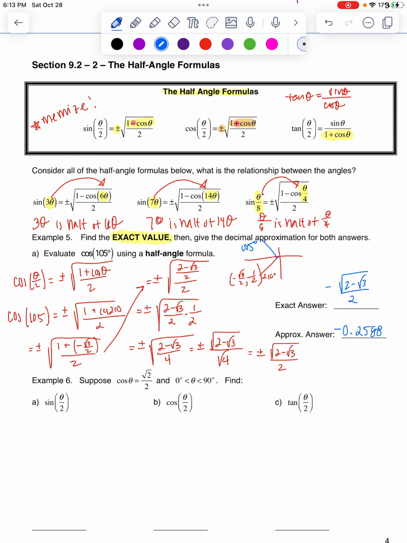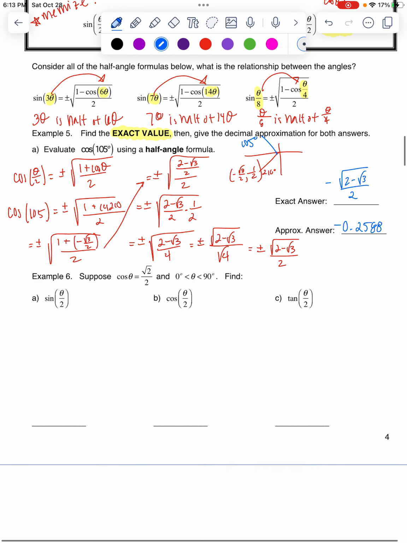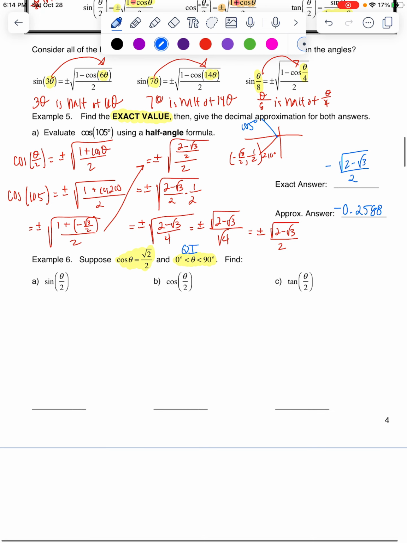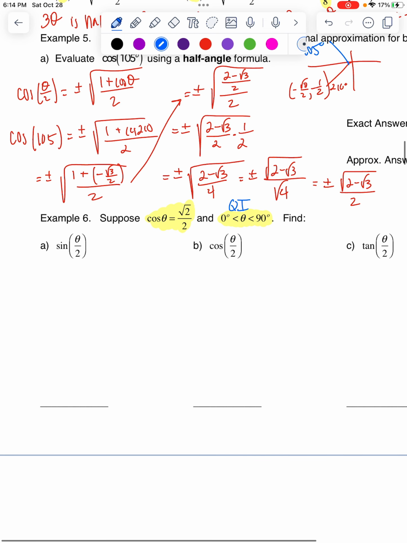Okay, so now for example 6, it says suppose cosine of theta is equal to root 2 over 2, and it says that our theta is in between 0 degrees and 90 degrees. So in this case, we're going to be dealing with quadrant 1. And it's asking us to find all of the half angles for sine, cosine, and tangent. So let's go ahead and find out our sine.